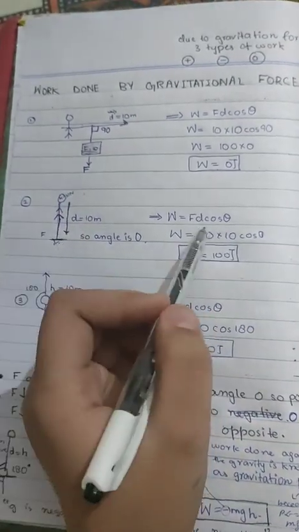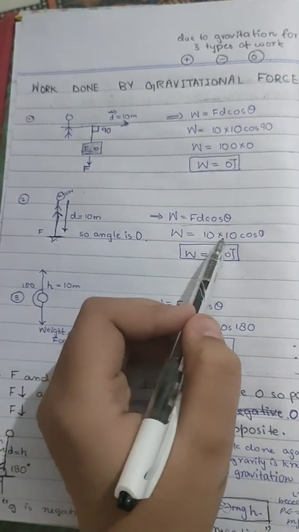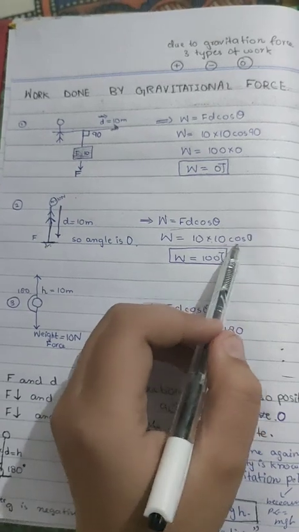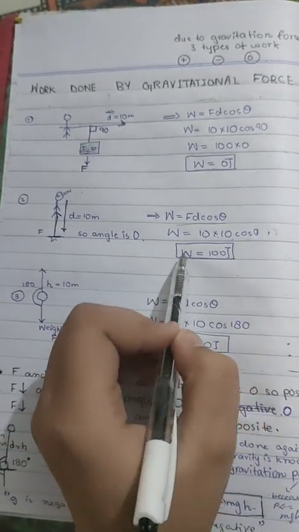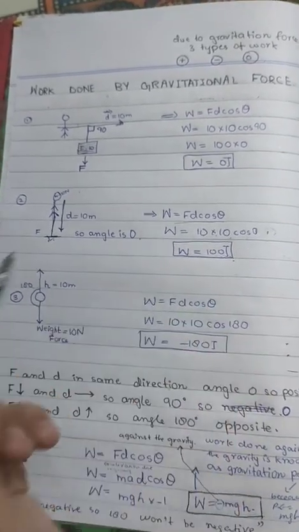So the work done formula: work is equal to force, we have 10 Newton, displacement we have 10 meter, and cos 0 is equal to 1. So the work is 10 joules. Now this work is positive.